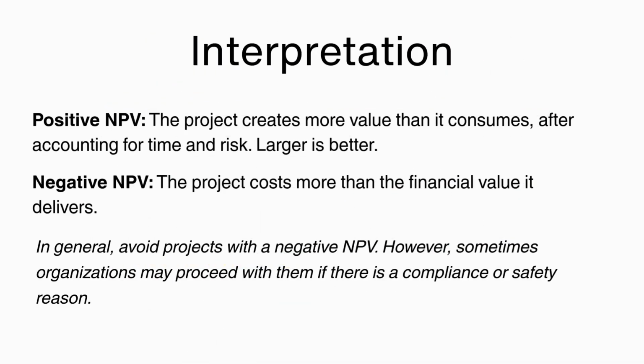When you're interpreting net present value, a positive NPV means that the project creates more value than it consumes after accounting for time and risk, and a larger number is generally better. A negative net present value means that the project costs more than the financial value that it creates. So in general, you want to choose the project with the higher net present value and avoid projects with a negative net present value. However, sometimes organizations will proceed with the project even though it has a negative net present value if there is a compelling compliance or safety reason to do so.